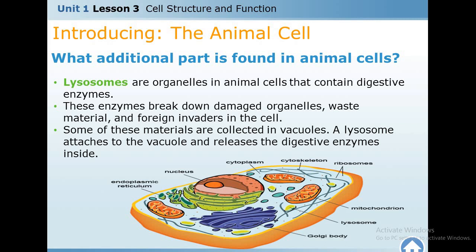So again, the lysosome has enzymes to break down and damage any waste or even any foreign invader inside the cell. Some of these lysosomes are collected or attached to the vacuole and release the digestive enzymes. Here you can see that the yellowish organelle is called the lysosome. It comes from the word lysis, which means breaking down. So these are the additional organelles that may be found in the plant or animal cell.